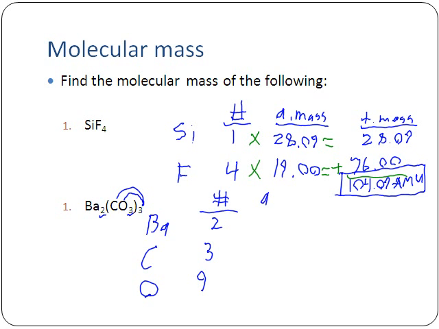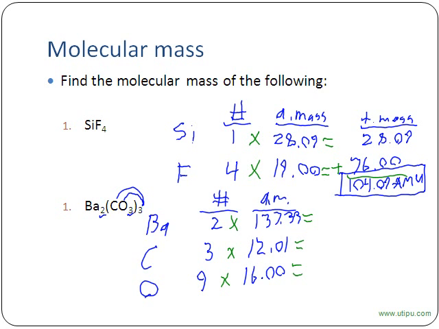So for the atomic mass, the first one is barium. Looking up barium, it's sort of towards the bottom left, 137.33. Our next one is carbon. Looking that up, we have 12.01. And oxygen is our last mass here, 15.999, which rounds to 16.00 to the nearest hundredth. Once again, all we have to do is multiply the number of each atom times the atomic mass, and that'll give us the total mass of each one.